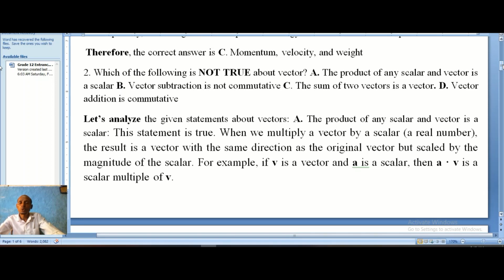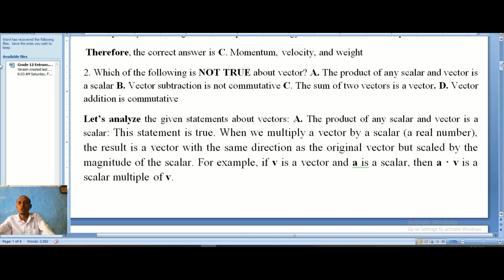Question number 2. Which of the following is not true about vectors? Choice A, the product of any scalar and vector is a scalar. Choice B, vector subtraction is not commutative. Choice C, the sum of two vectors is a vector. Choice D, vector addition is commutative.